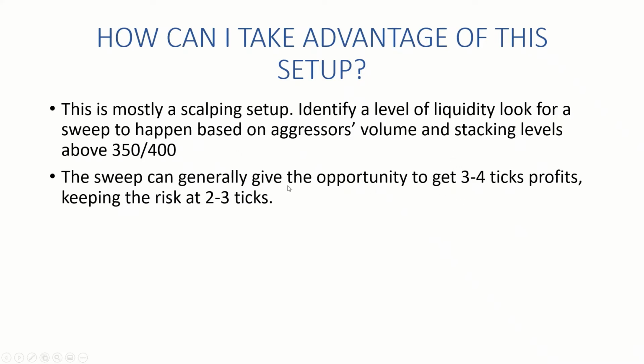The probability for this to come into fruition is really high. So even if you have a 1-to-1 risk reward ratio, usually the probability for it to happen is way higher, because especially in trend days, as we'll see here in a second.